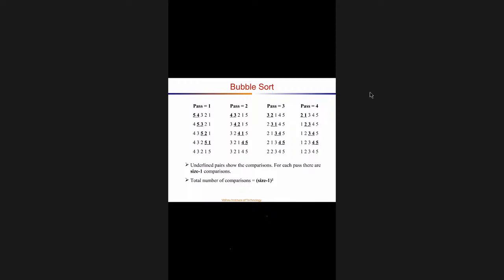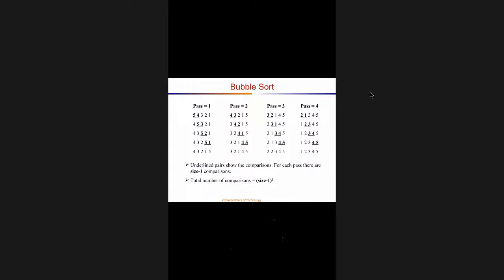The total number of elements is 5, so the number of iterations is 5 minus 1, that is 4 iterations. Once you complete the 4 iterations, all the elements will be in increasing order. So I can start the process.